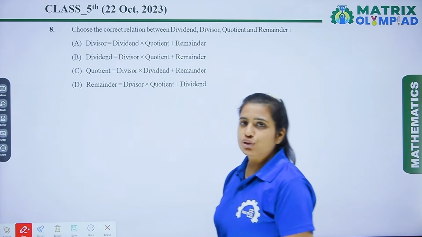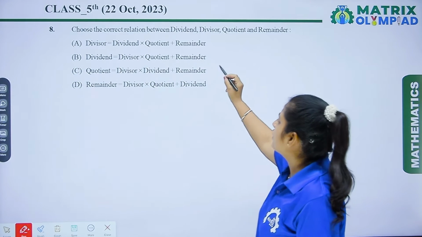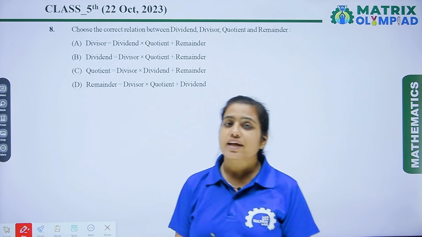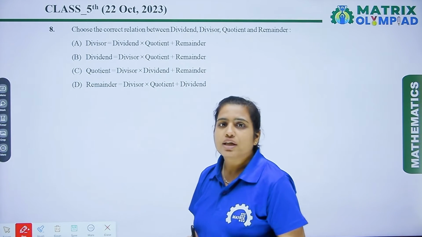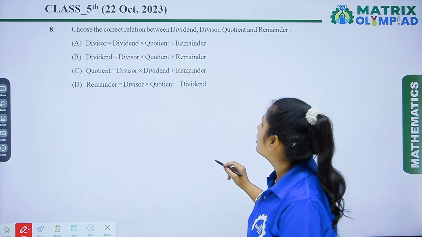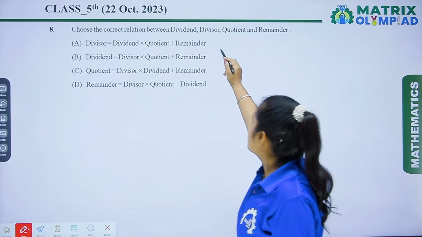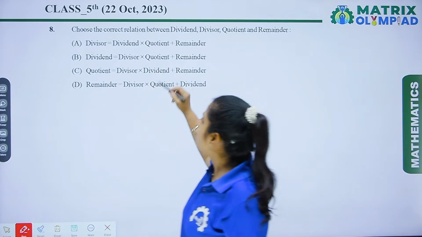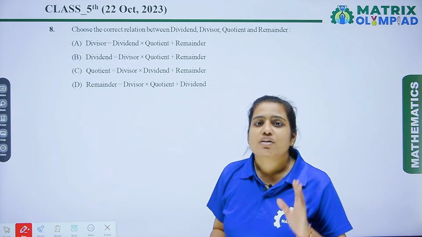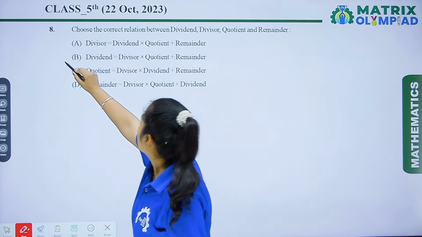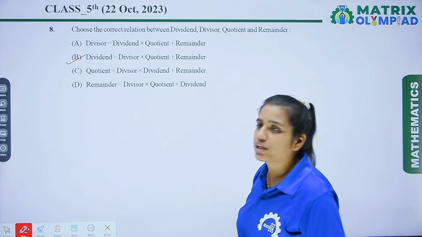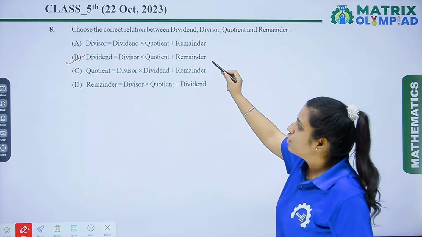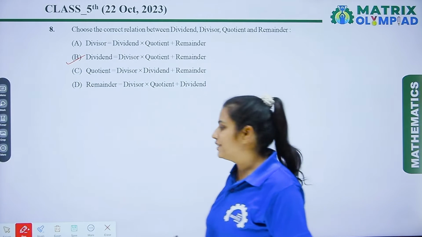Now here the next question is question number 8. Choose the correct relation between dividend, divisor, quotient and remainder. So here we have to find out the correct relationship between these four terms. So we know that the formula is dividend is equal to divisor multiplied by quotient plus remainder. So according to the four options, we can directly find out the correct option. So here option B is the correct option. That is dividend is equal to divisor multiplied by quotient plus remainder. So here option B is the correct answer.